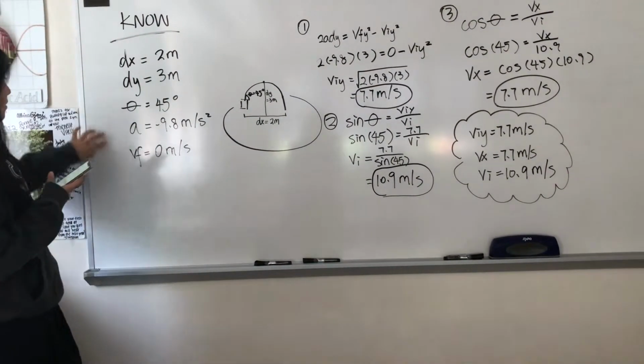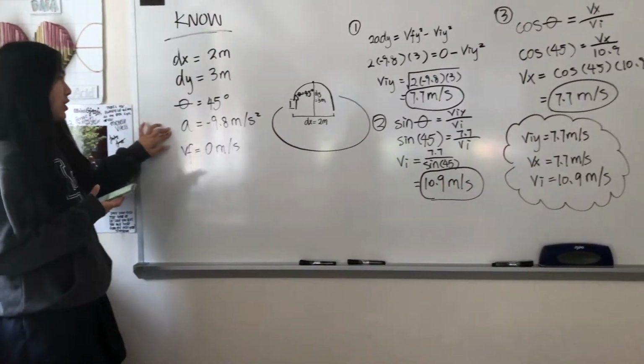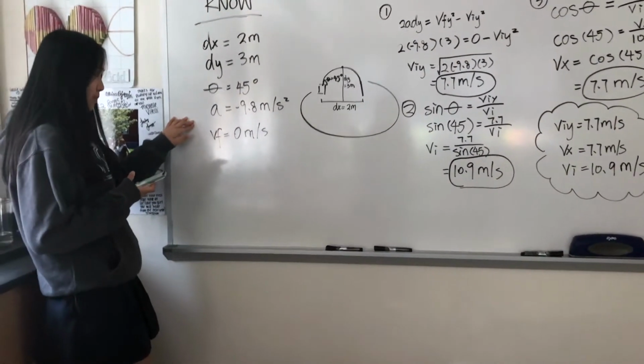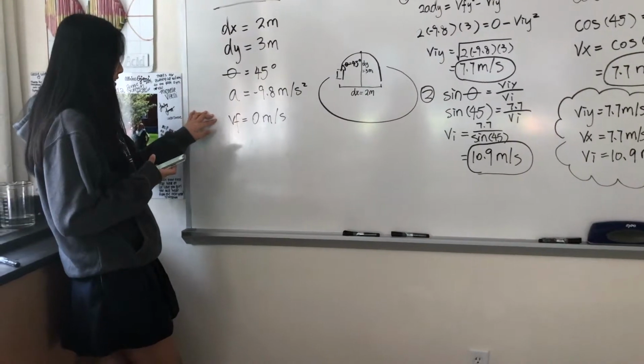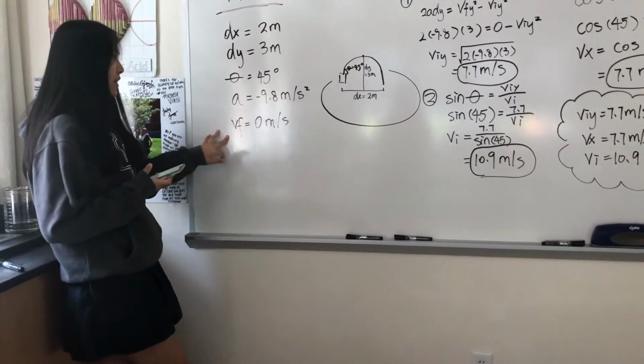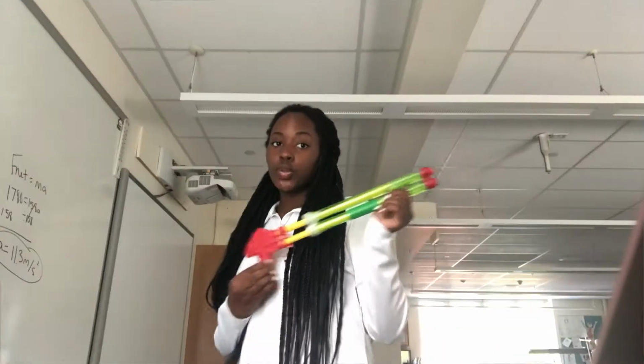Here's the note list. And we can note acceleration is negative 9.8 meters per second squared, and the vf is 0. Today is a water gun.